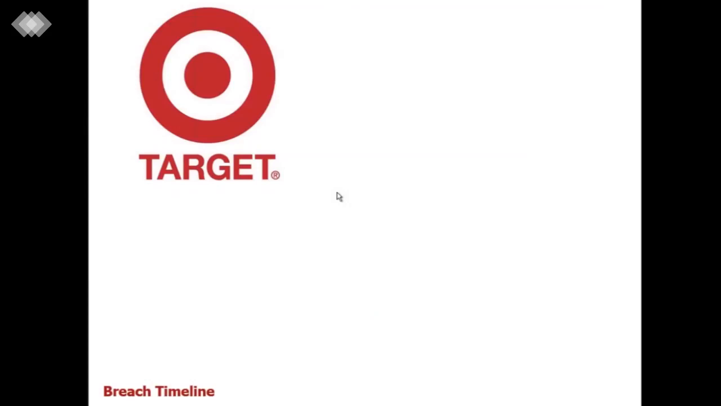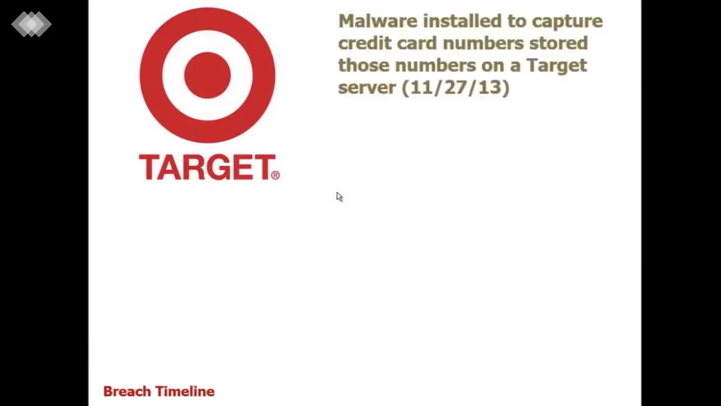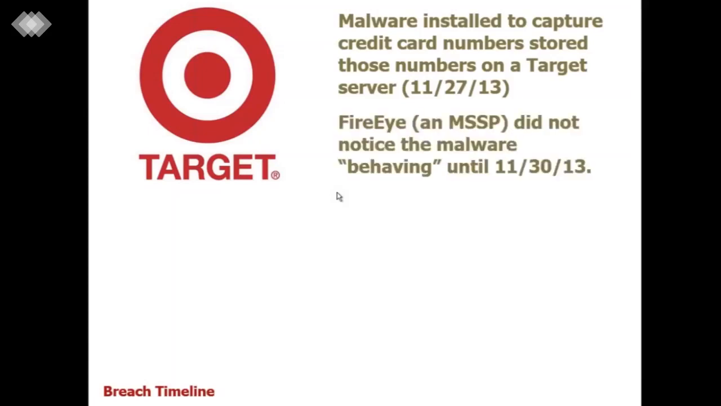The last testing category, and really the best way to illustrate why we use it as an important objective to test, is best illustrated by looking at the Target breach timeline. You probably remember this, I don't know, but malware was installed to capture credit card numbers on November 27th. FireEye, who's an MSSP, didn't notice the malware behavior until 11/30. I'm assuming that's because it's such a huge network. I don't know. To me, boy, 3 days is kind of a long time, but we work with a lot smaller organizations. FireEye is a great MSSP.